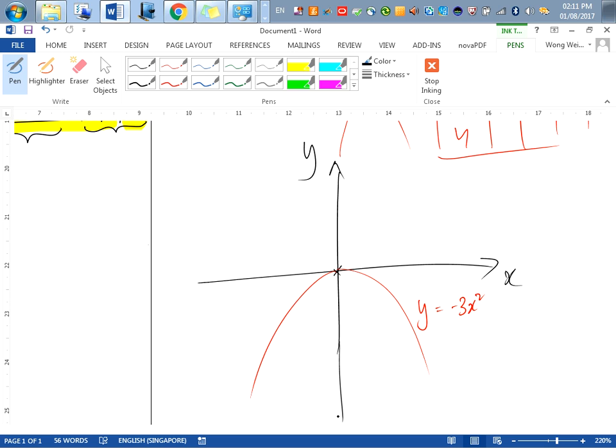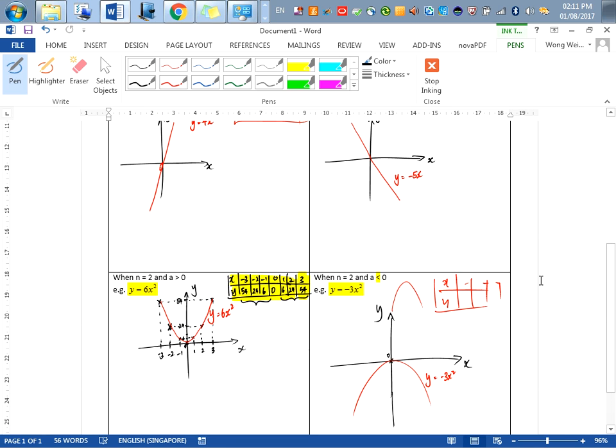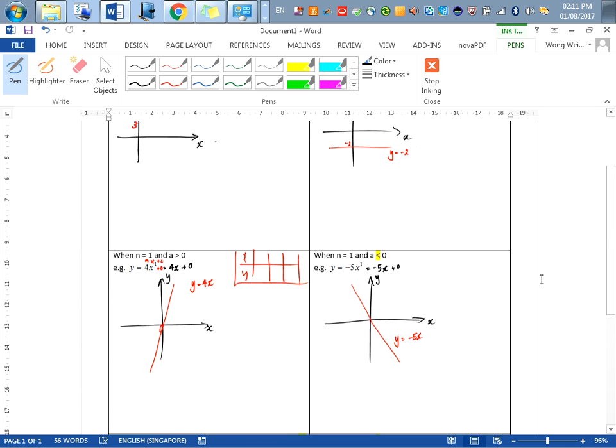When I ask you to sketch, you do not need to plot. That means you don't need a graph paper. Sketching just like this is enough, showing me where the intercepts are. In this case, it is intersecting the x and y axis at 0, 0. So there we have it, all my graphs. Quite easy, huh?